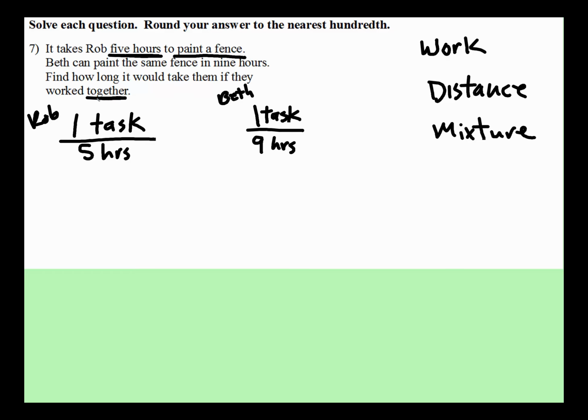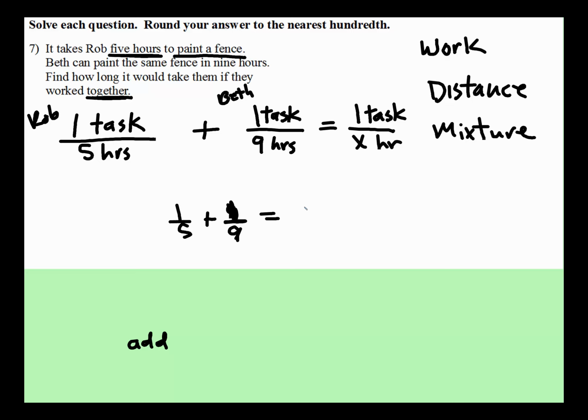Well, remember, the word together is one of those English words that mean the math term add. So I'm going to put add. They're going to work together. And what we want to know is how long would it take them if they work together? So to paint a fence, or to complete one task, how many hours? So that's the setup. And then notice you have 1/5 plus 1/9. Whoops, I said it correctly, I wrote it incorrectly. 1/9 is equal to 1 over x. And then it's just solving.